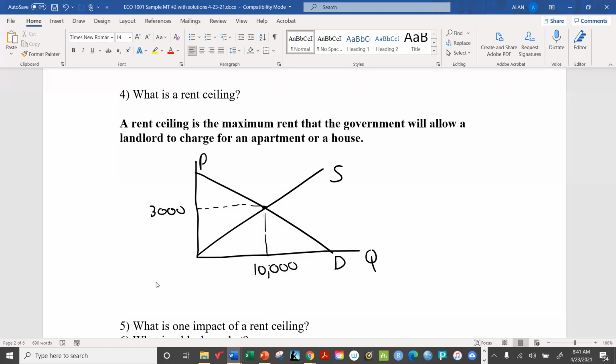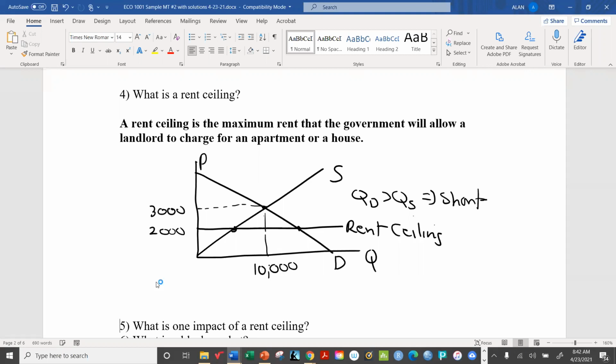Now the government comes along and says you're not allowed from now on to charge more than $2,000. Obviously, that's going to result in a shortage. You can see in the bottom here, the quantity demanded is over here, and the quantity supplied is over here. So quantity demanded exceeds quantity supplied, which means we have a shortage, which is permanent because the price system does not adjust to bring the rent back to where it belongs.